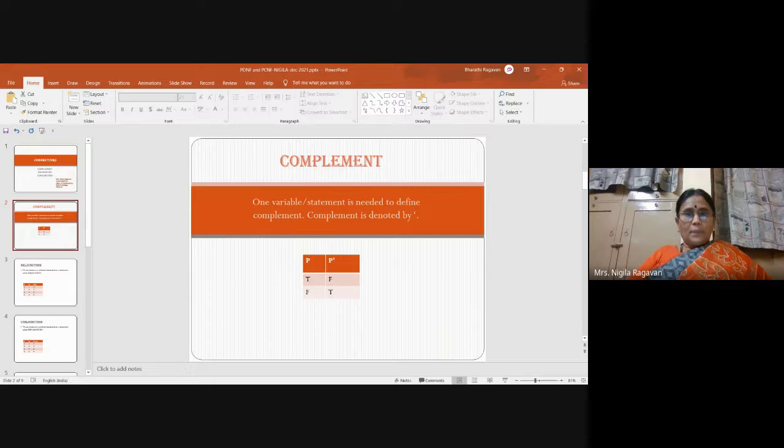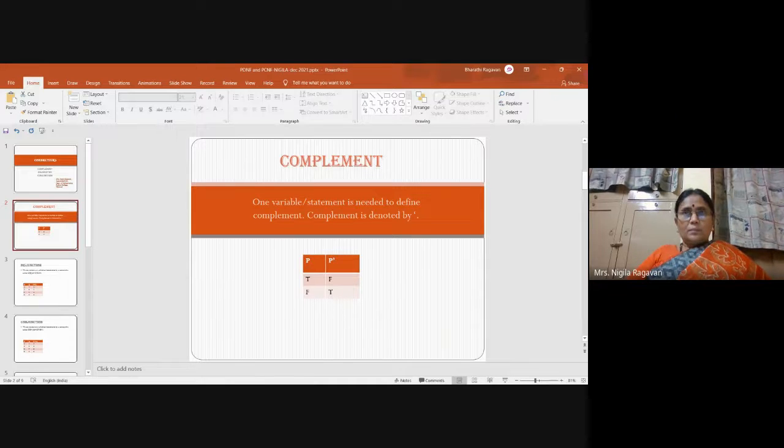To define complement, one variable is needed. Variable is otherwise called a statement, proposition, etc. Complement is denoted by dash. In set theory, to define a complement, we need only one set A. Likewise, here also we need only one variable. Call that variable as P.